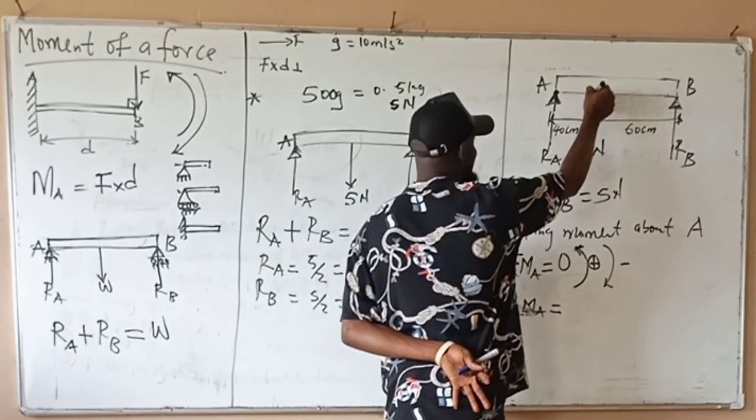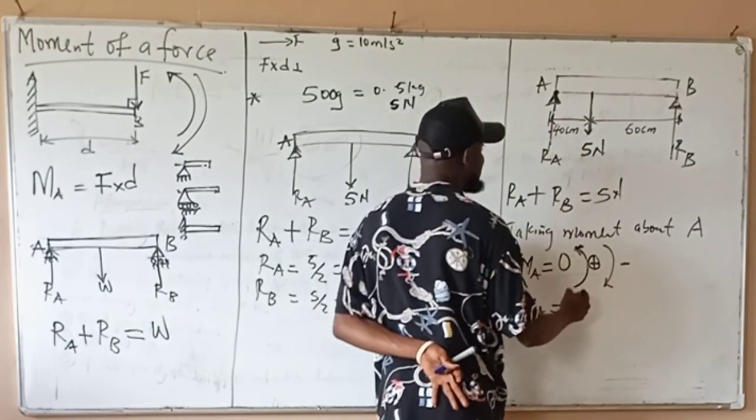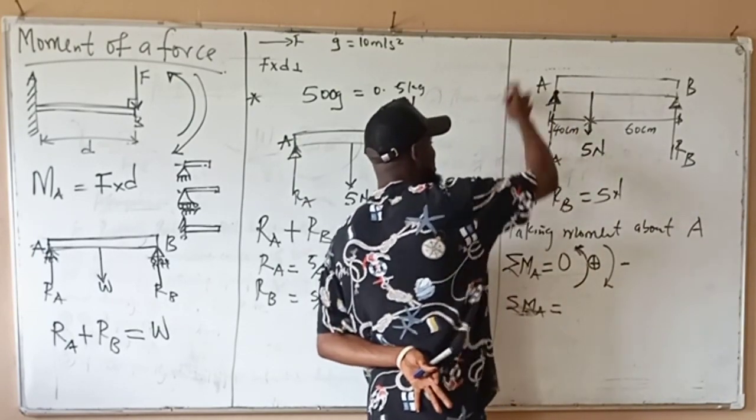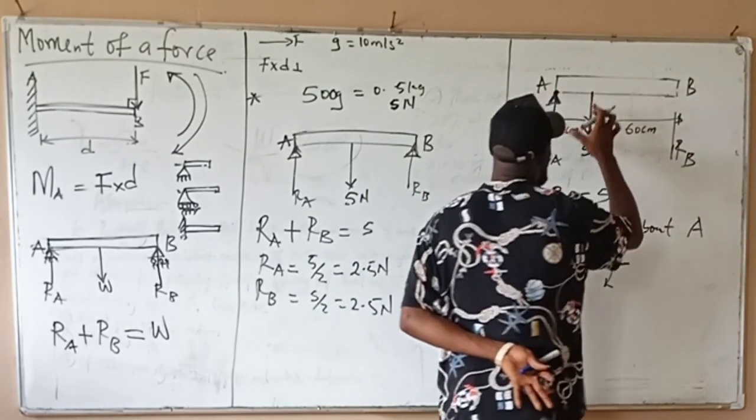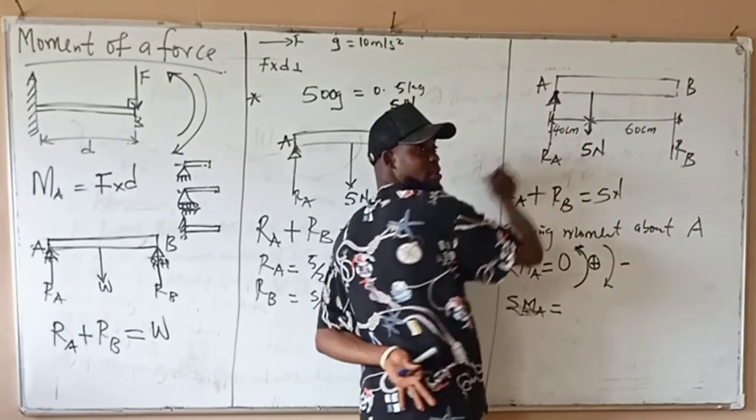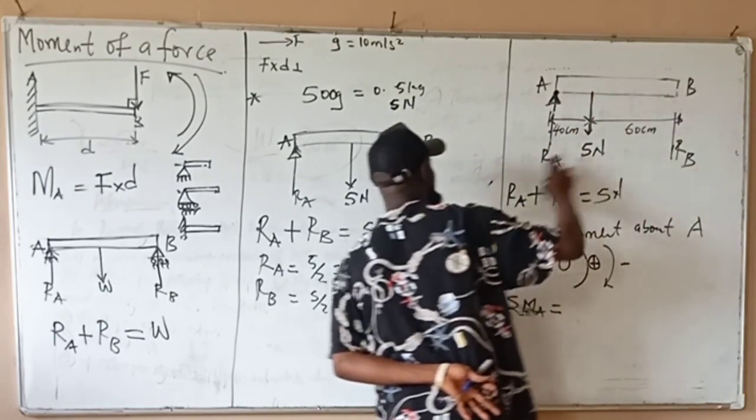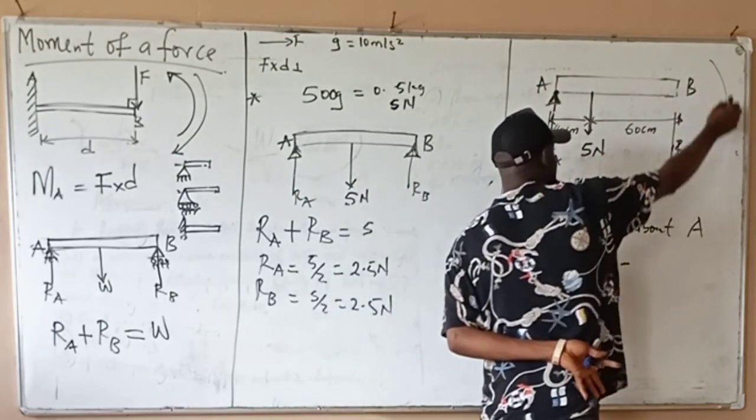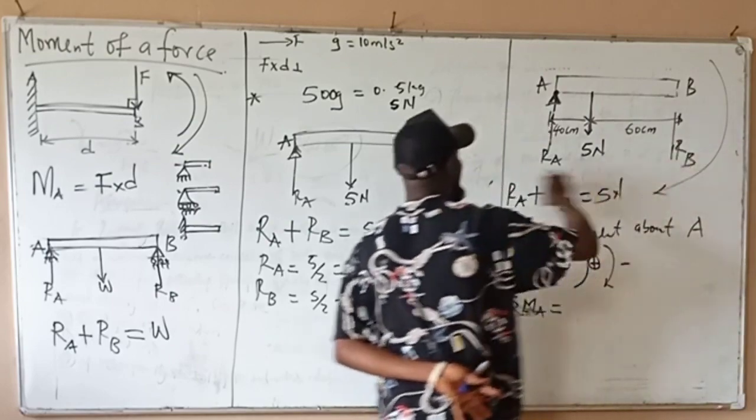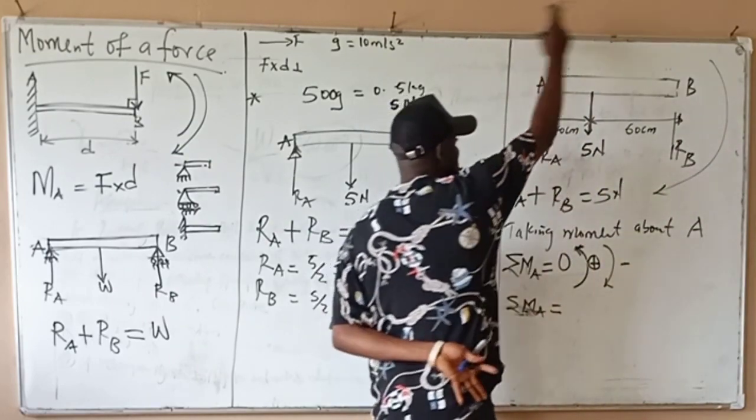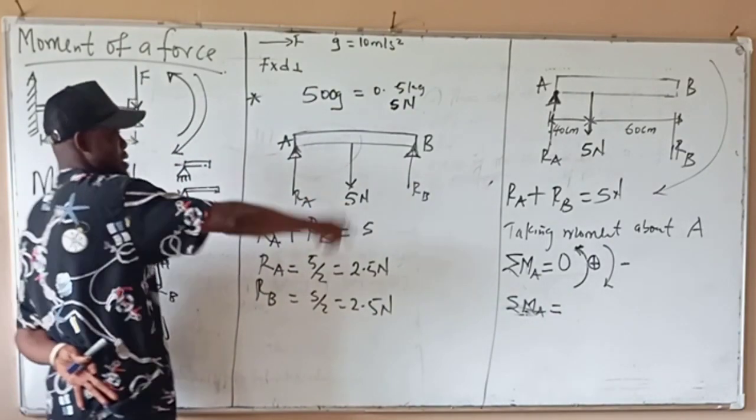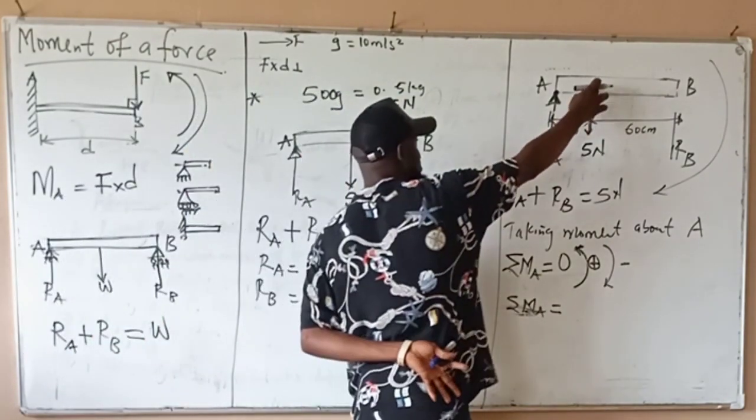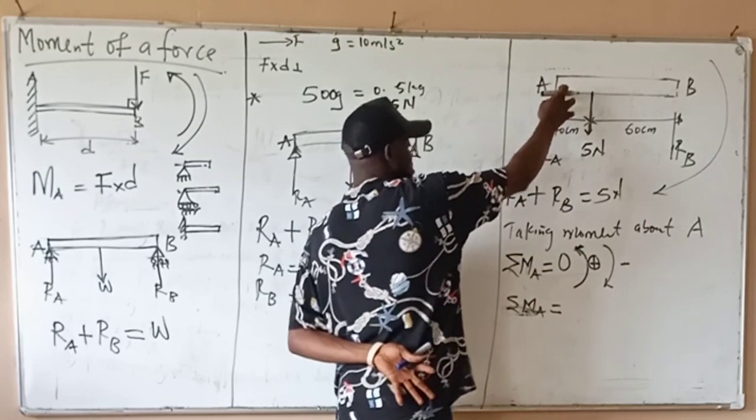We have 5 times the distance from there to here. Assume this other force was not here. How will this 5 rotate this beam about this point? The 5 is going to rotate the beam this way. Is it clockwise or anti-clockwise? Something like this. It's clockwise. It's going to rotate like this about this point.